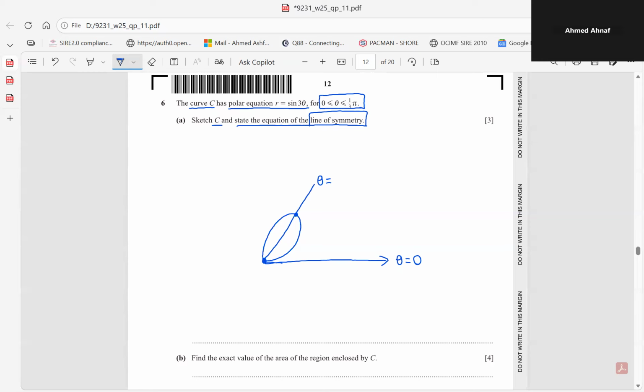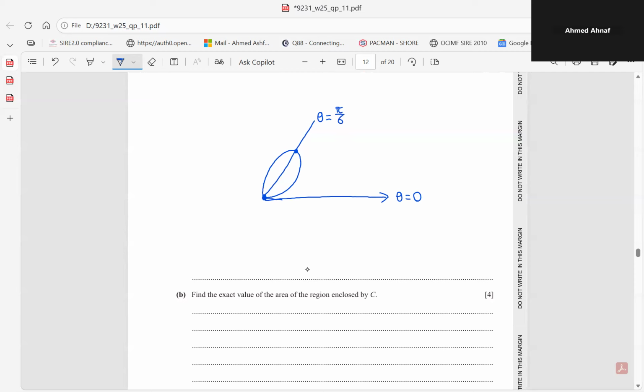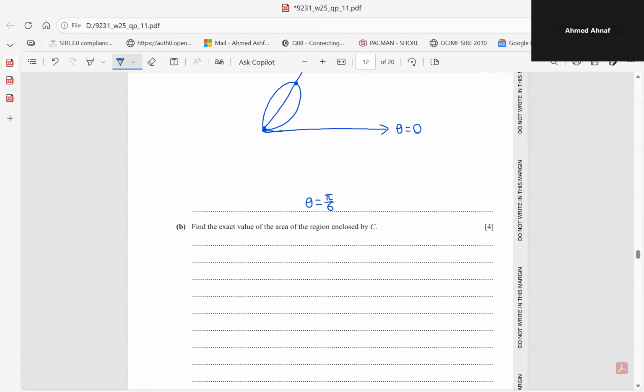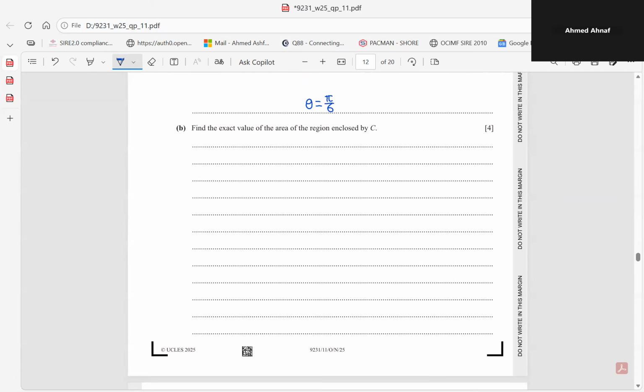Okay, so if you do the math, you'll get 3 theta equals pi over 2. Then pi over 2 divided by 3, you would get pi over 6. So this is just the halfway point, basically. So yeah, you can write it down here also. And with that, let's move on to the next part.